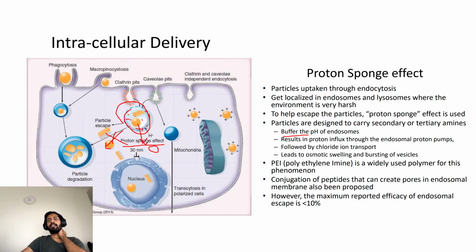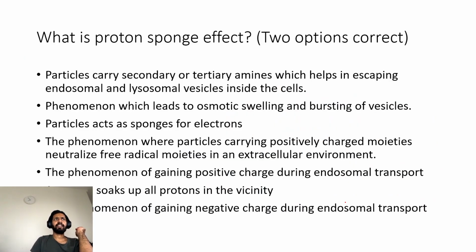We've discussed polyethylenimine to be a widely used polymer to get this effect. And we've also talked about how even though this effect is very good in theory, in practice, the maximum reported efficacy is around 10%. So that's proton sponge effect. Now, what they're asking is, what is proton sponge effect? Is it particles carrying secondary and tertiary amines, which help in escaping endosomal and lysosomal vesicles inside the cells? So that's true, right?